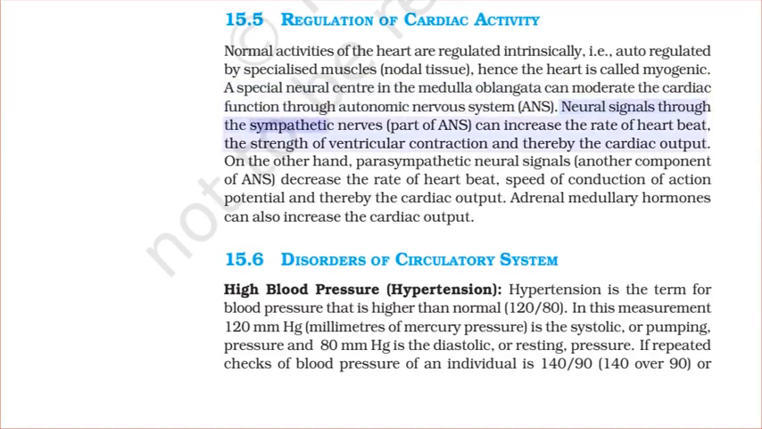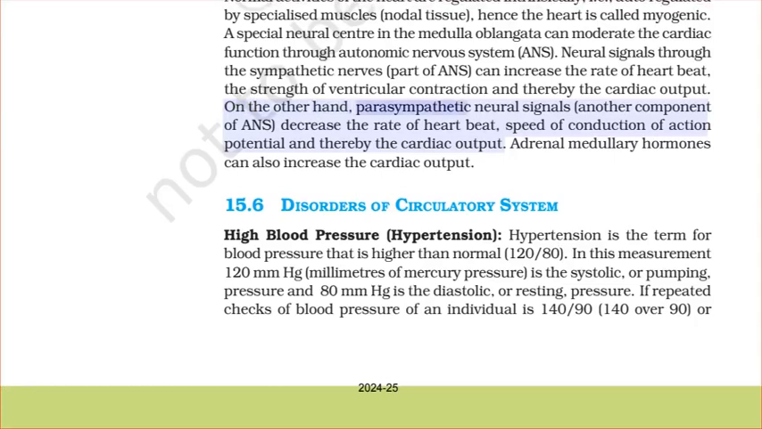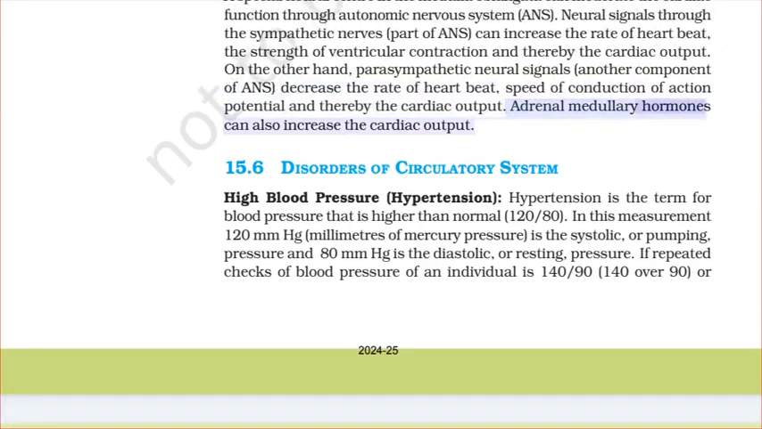through the sympathetic nerves, part of ANS, can increase the rate of heartbeat, the strength of ventricular contraction, and thereby the cardiac output. On the other hand, parasympathetic neural signals, another component of ANS, decrease the rate of heartbeat, speed of conduction of action potential, and thereby the cardiac output. Adrenal medullary hormones can also increase the cardiac output.